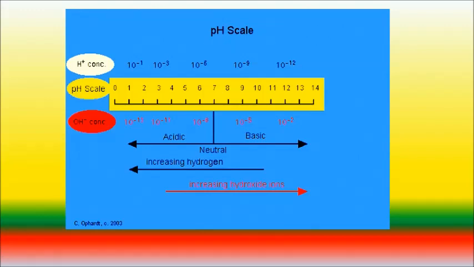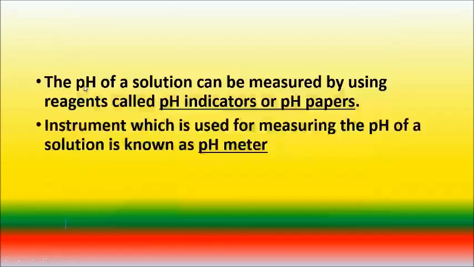From right to left, there is increasing hydrogen ion concentration, whereas the increasing hydroxide ion concentration is from left to right. So this is the pH scale with which we can find out whether the solution is acidic or basic. And the pH of a solution can be measured using a reagent which we name as pH indicator or pH paper. And the instrument which is used for measuring the pH value of the solution is known as pH meter.